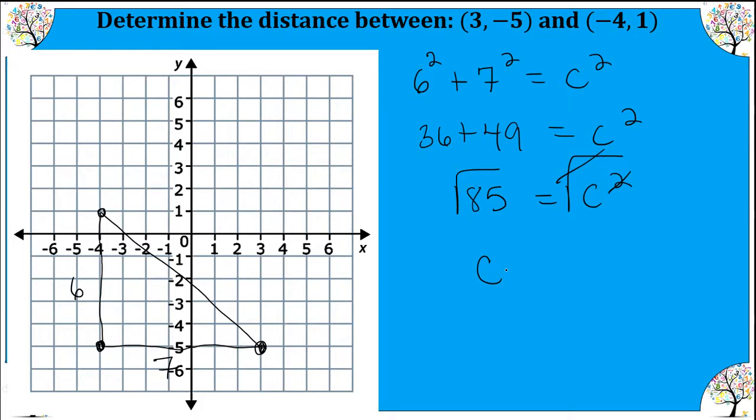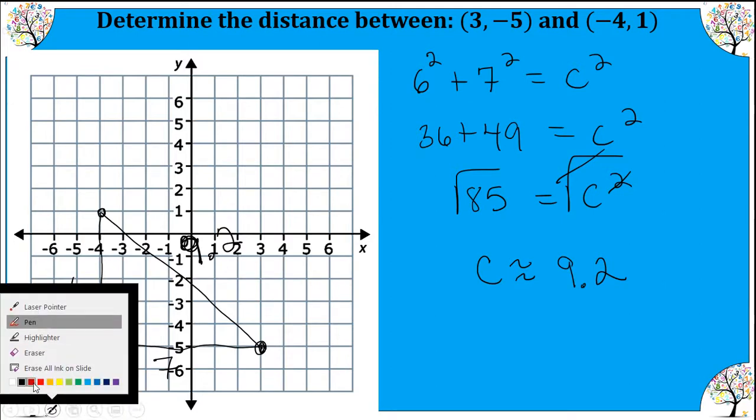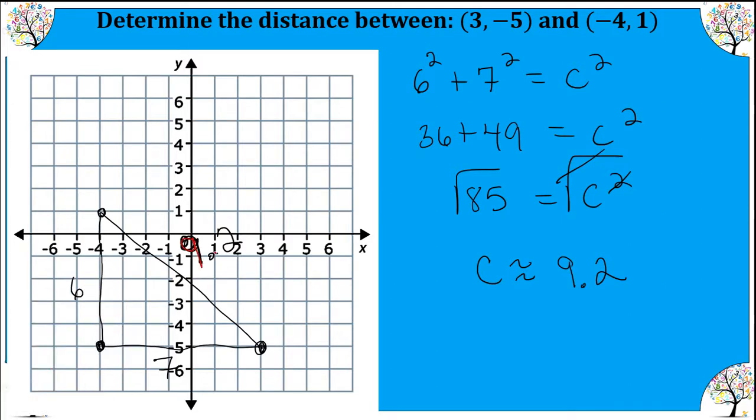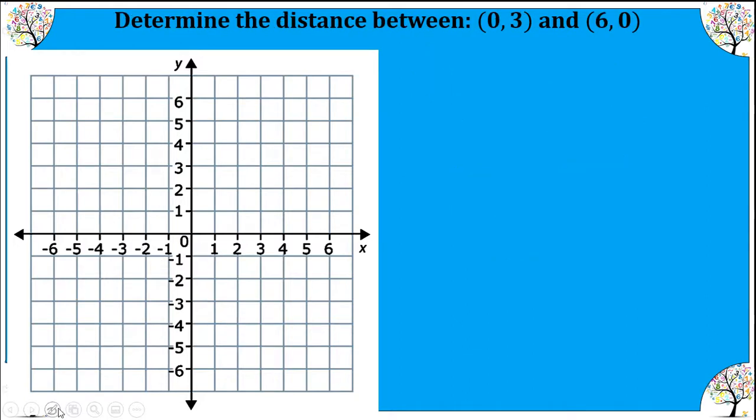So now I have c is equal to about 9.2 units. It's not exactly, but it's about 9.2. And maybe we should change colors so we can see that, 9.2 units. And remember, your hypotenuse is going to be the longest length, always.